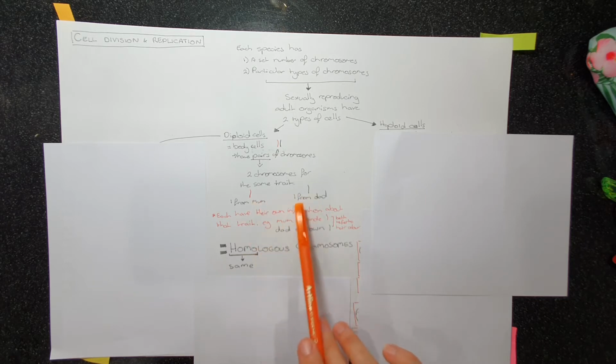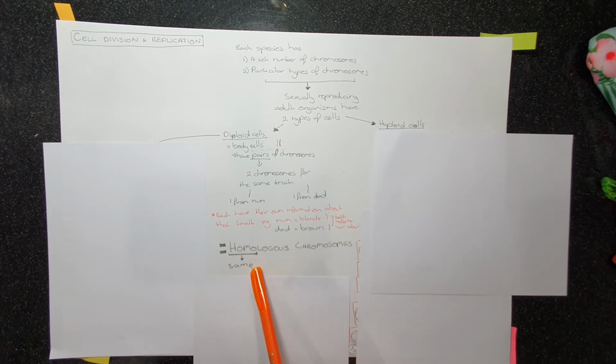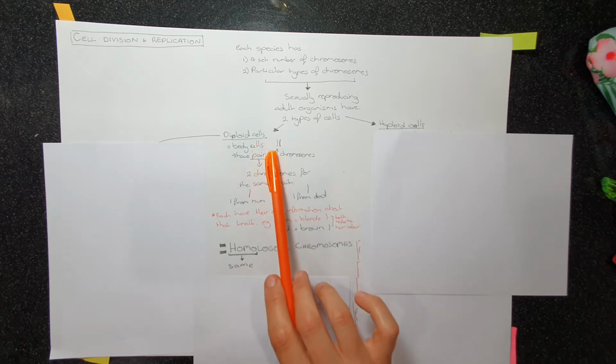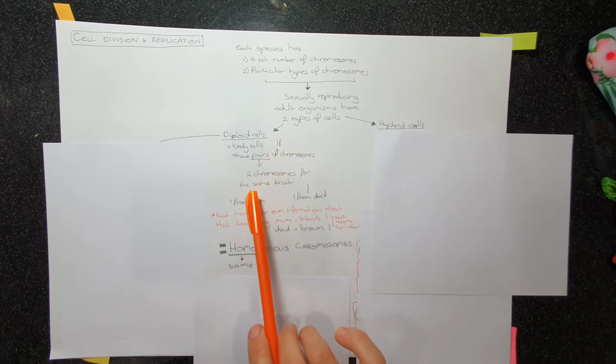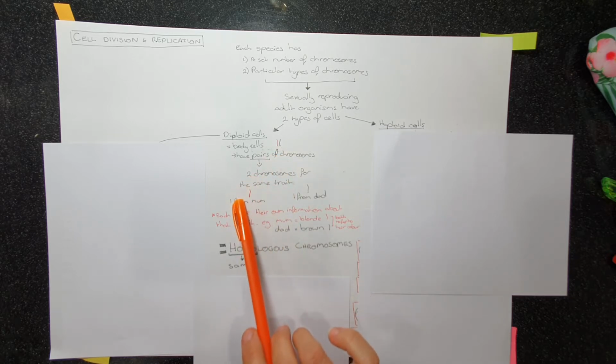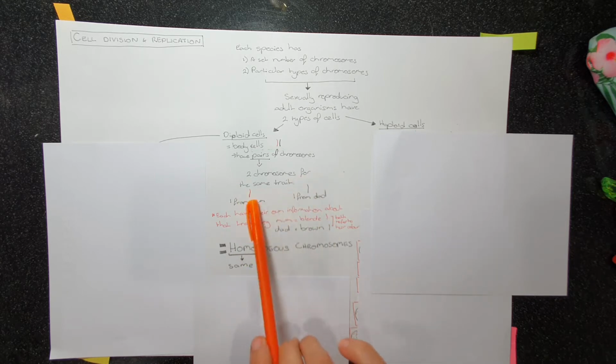Because they're both information about the same trait, these chromosomes are called homologous chromosomes. Homo meaning same, so it's an easy way to remember that. So diploid cells have 23 pairs of chromosomes, which means that 23 chromosomes are from mum, 23 chromosomes are from dad, and each one of them has a partner.